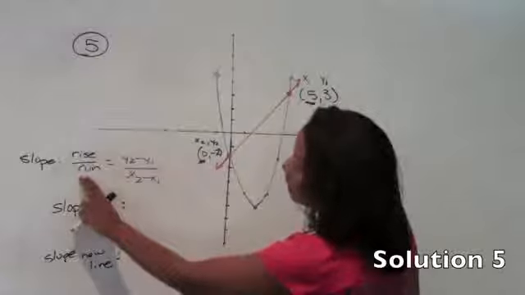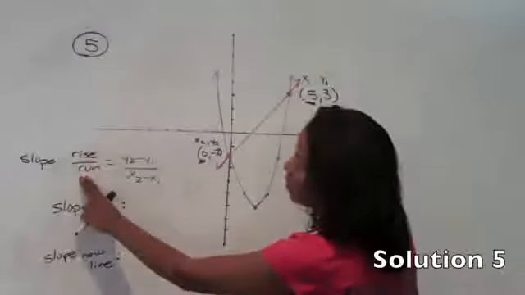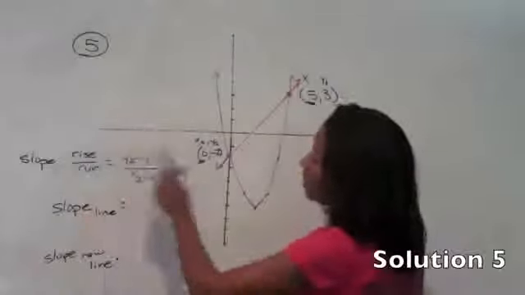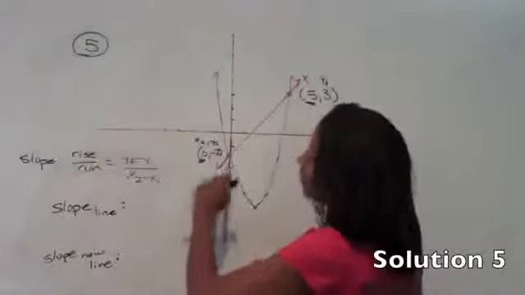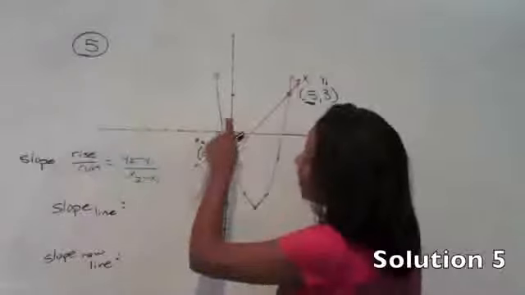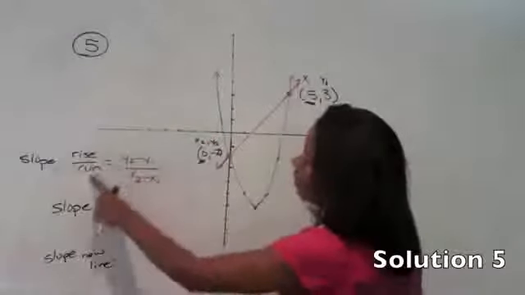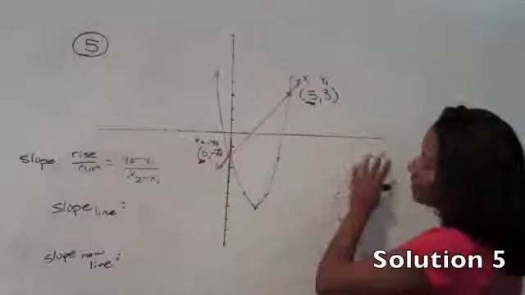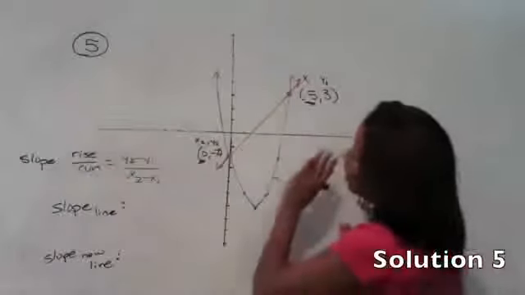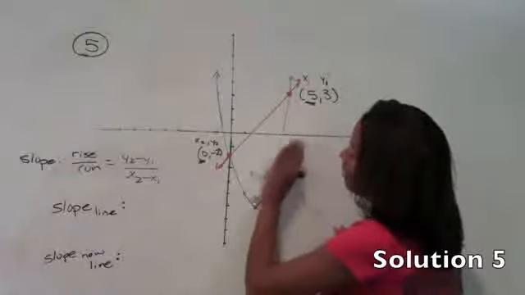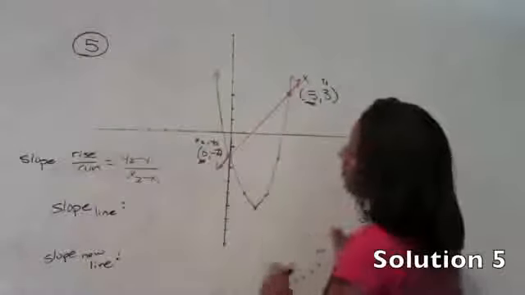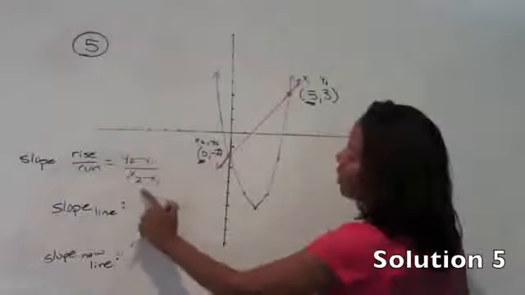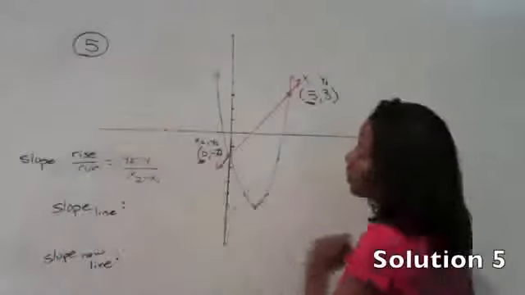Since the line is graphed, we can count the rise over the run. The rise is how far up or down you're going, and your run is how far left or right you're going. So if you're going up, your rise is positive. If you're going down, your rise is negative. If you're going to the right, your run is positive, so it follows along the positive side of the x-axis. And if your run is negative, you're going to the left. Okay? The other way you can do it is find the change in your y-coordinates over the change in your x-coordinates. So both of those ways will work.